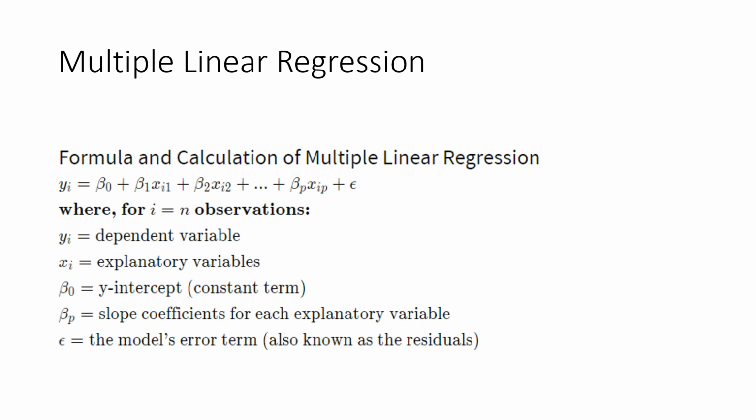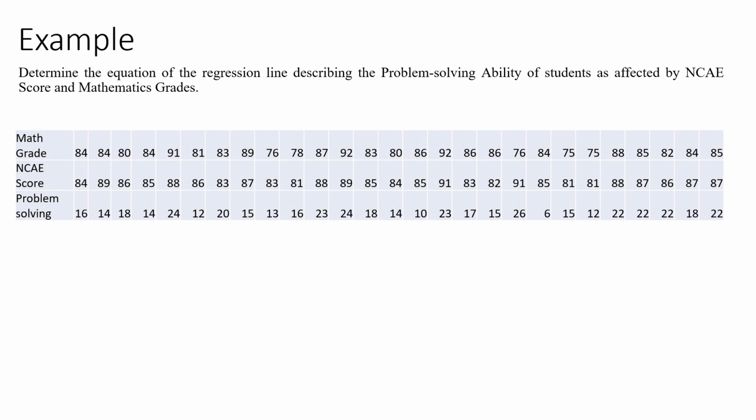Okay, so let's have an example. Determine the equation of the regression line describing the problem-solving ability of the students as affected by the NCAE score and the mathematics grade. Now, solving multiple linear regression manually is very tedious because it involves more than one independent variable. So in this case, we are going to use MegaStat. So this would be our MegaStat.